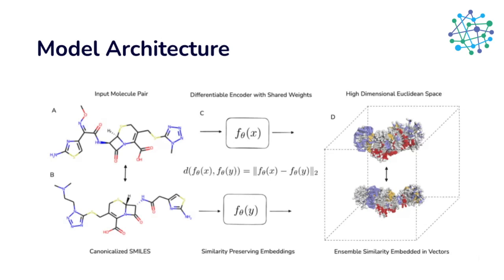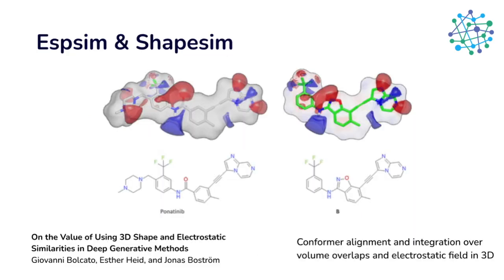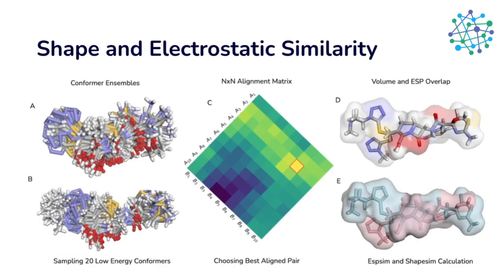For this, similarity preserving embeddings are trained. As metrics, we are training the models on ESP-Sim and ShapeSim from this paper, which are using conformer alignments and integrals over the volume overlaps or electrostatic fields in 3D. Then it can be illustrated as follows.